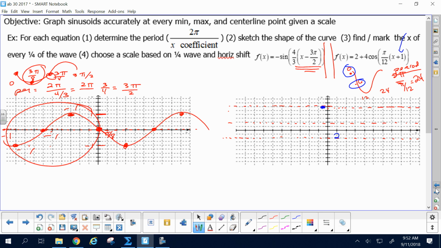6 would be 2, 4, 6, basically 3 jumps, so you should have a space there. Then 2, 4, 6, middle, 2, 4, 6, min, 2, 4, 6, middle. Depending on what your scale choice was, you might have a wave just like that, or it might be a little tighter or looser, depending on if you went by 2s or 1s. Okay?